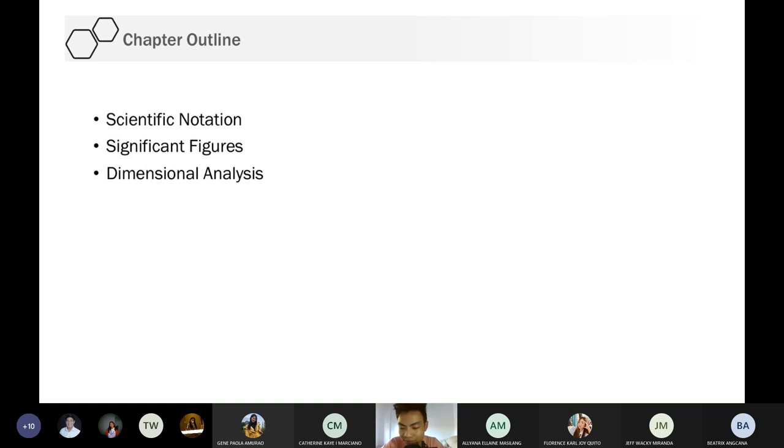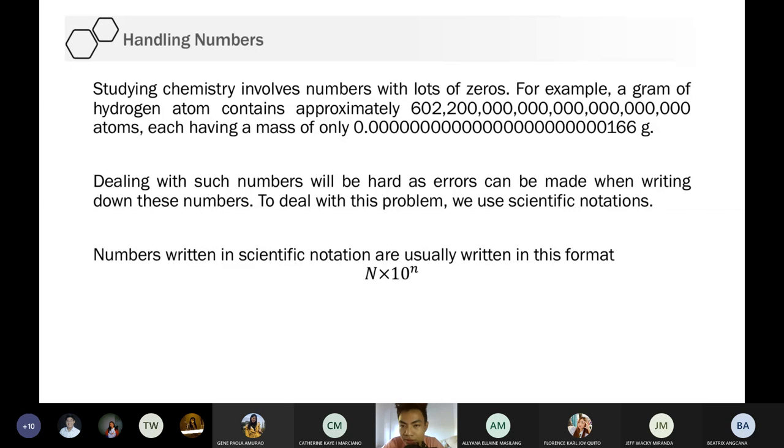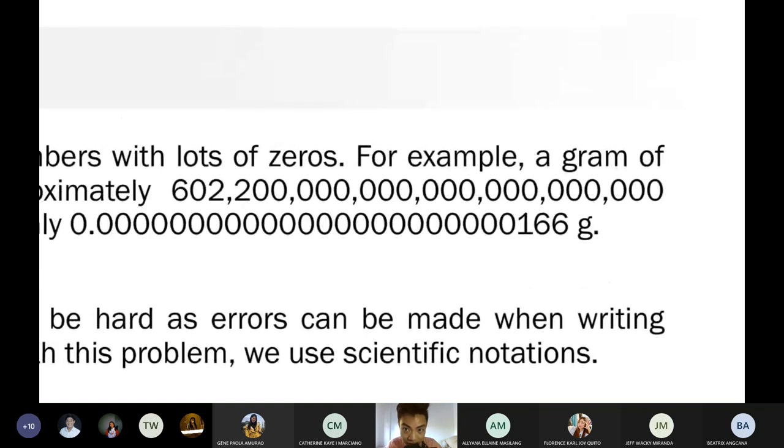So hopefully, okay. So let's start. When handling numbers in chemistry, we usually deal with either huge numbers or small numbers, okay? So when I say huge numbers, we are dealing with numbers with lots of zeros in it. And when I say small numbers, we are also dealing with numbers that have many zeros in it. So for example, let's consider the number of particles that are there in a mole of a substance. So for this particular example, we have a gram of hydrogen atom, which is equivalent to 1 mole of hydrogen atom. It approximately contains this number of atoms. So let's count how many zeros are there. So this is actually the Avogadro's number written in complete form.